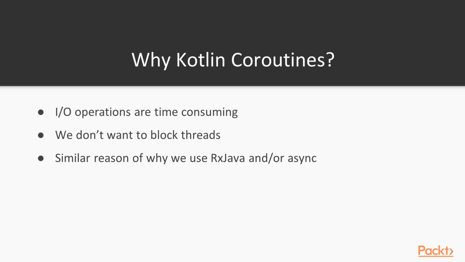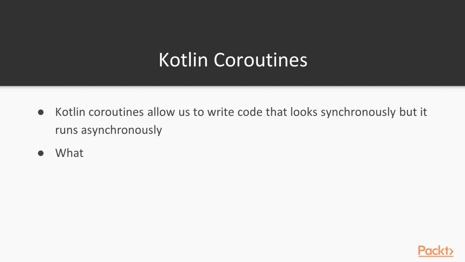Kotlin coroutines are going to target the same problem that we use our Java or async programming to solve. And this is being able to handle a lot of I/O operations, communication with web services, etc., or highly time-consuming operations in the background. You can think of Kotlin coroutines as allowing us to write code that looks synchronous but runs asynchronously. So you might be wondering, what?